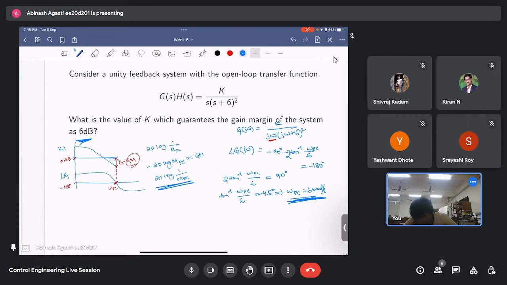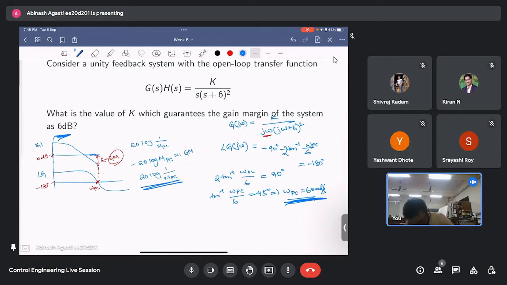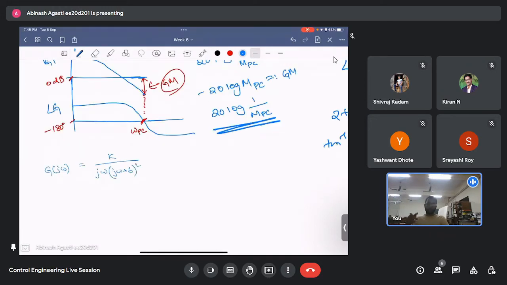So we have G(j omega) is given by K by j omega into (j omega plus 6) whole square. You are clear on this part that we want to find out the gain of the system at the phase crossover frequency, right? That is, we want to find out this term. So I want to find M_pc. M is the gain of the system, the magnitude.